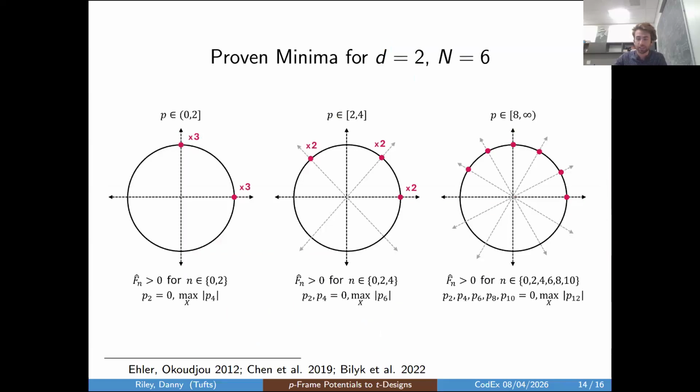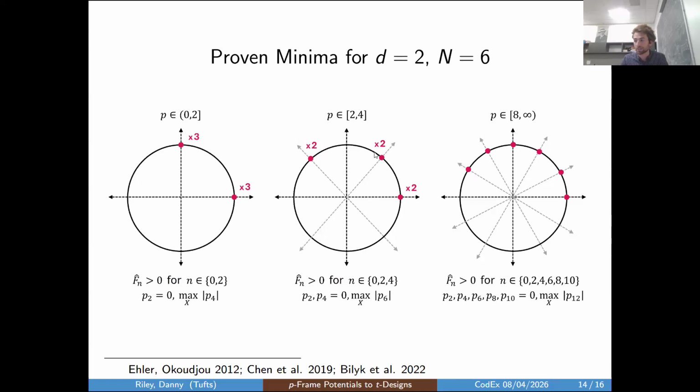So let's apply this thinking to the results that have already been shown. These are shown using linear programming bounds, but I want to recast it in a different light. So let's focus in on this middle case, for example. P is between 2 and 4. Since I know what P is, I know what D is, I know what N is, I can compute what these coefficients are in the Gegenbauer expansion, and I see that it's positive for N equals 0, 2, and 4, and then the N equals 6 term is negative.